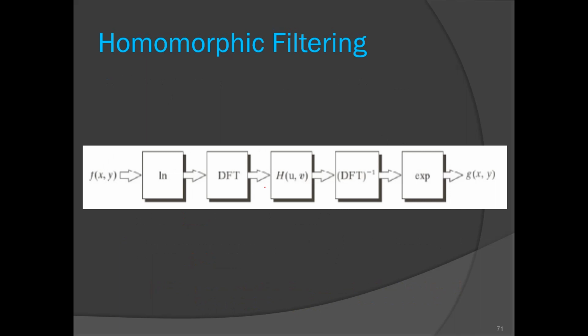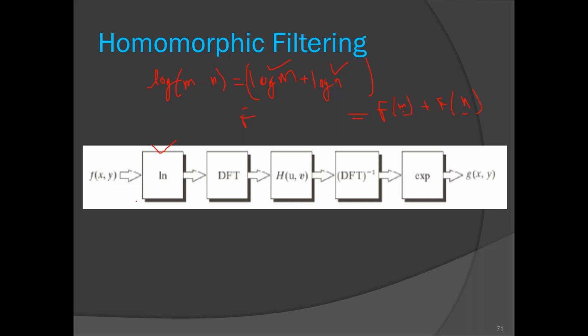What we do is take a log of f of x y. We know that log of m into n is equal to log of m plus log of n, right? So now we have those components separately, and if we apply a Fourier transform on these two components, we know that Fourier is distributive over addition. Then we have a Fourier of the log m part and a Fourier of the log n part.